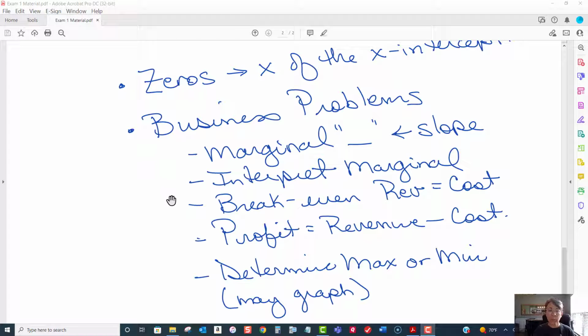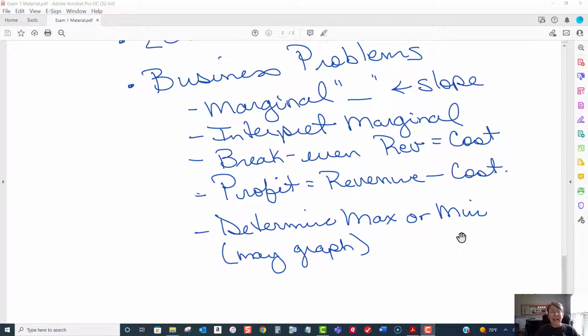That's your marginal. You need to know what a break-even point is and how to find it. Break-even basically means you have no profit, you have no loss. Your profit is 0. And how do you find that? Your revenue equals your cost, right? The money coming in is equal to the money going out. There's no more, there's no less. Profit itself is your revenue minus your cost, the money coming in minus the money going out. When you are subtracting two functions, don't forget to put the second function in parentheses and distribute that minus or that negative sign.